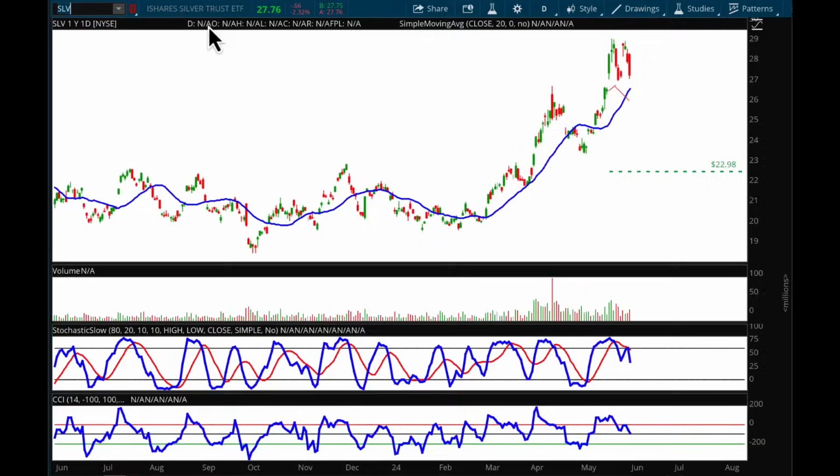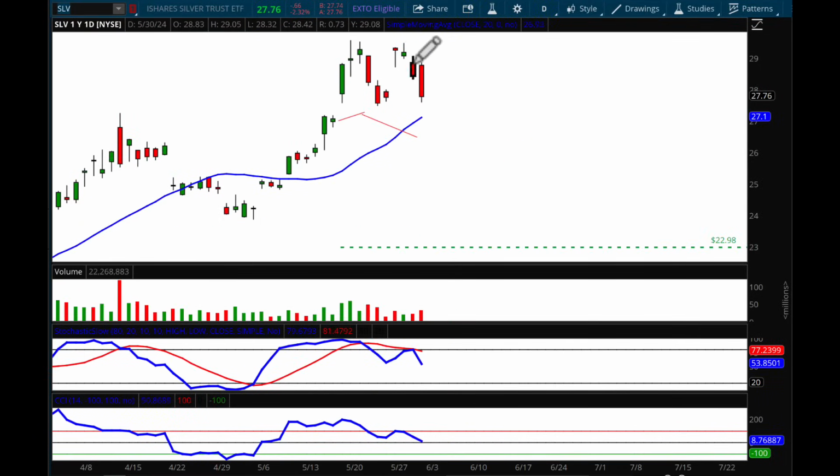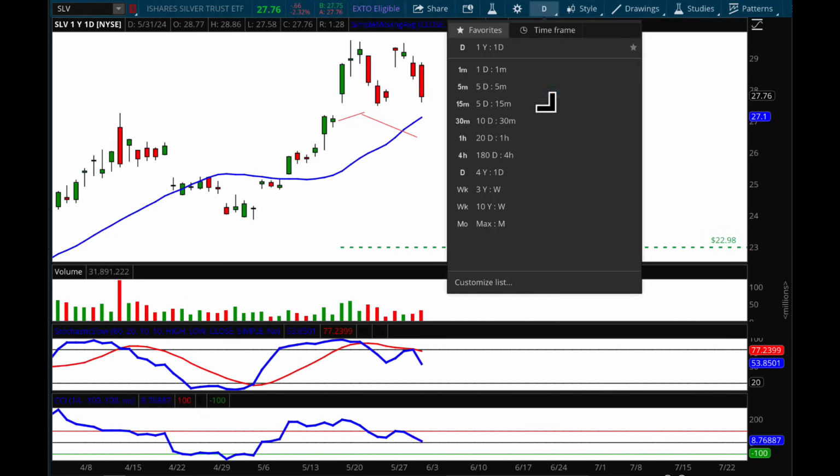Finally, let's take a look at SLV. You see this very hard pivot lower with that big red candle. Remember, I said we would go higher. We blew through these highs, but now we're heading right back down. My short-term target on SLV is 26.47, and I do believe we could head all the way down to the $23 level. Why do I say that?